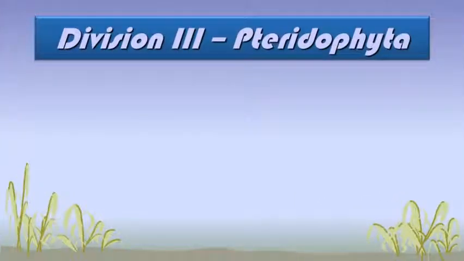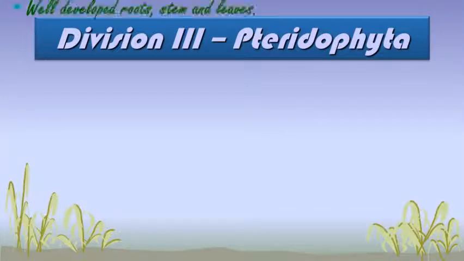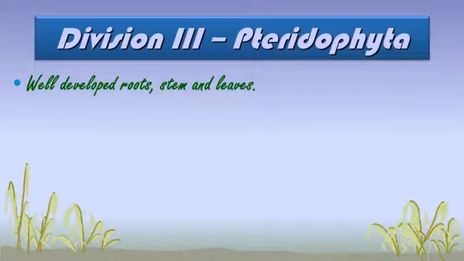In our previous video we covered the two divisions from the class cryptogams. Now in this video we will start from division 3 of the same class, cryptogams. This is division 3, pteridophyta. Let's study about it. Plants from this group have well developed roots, stem and leaves.